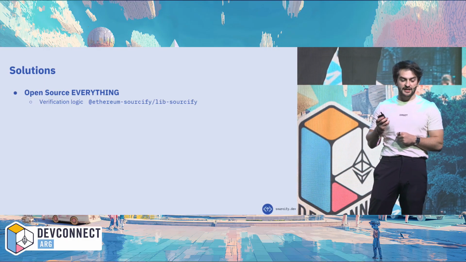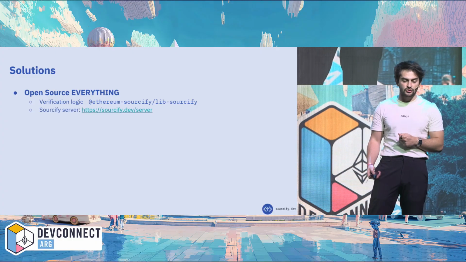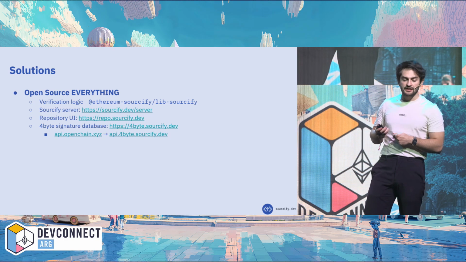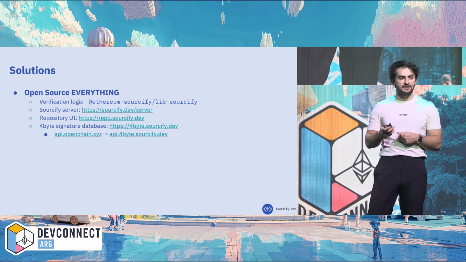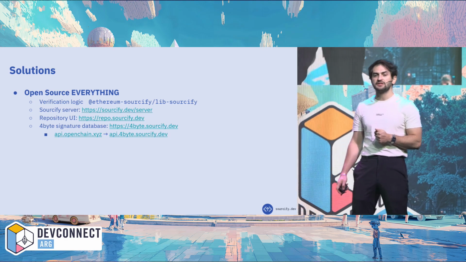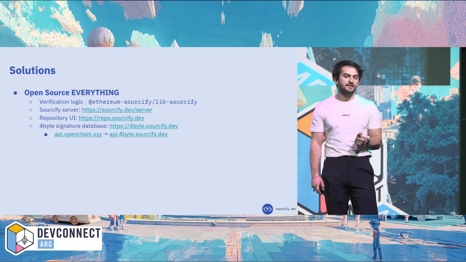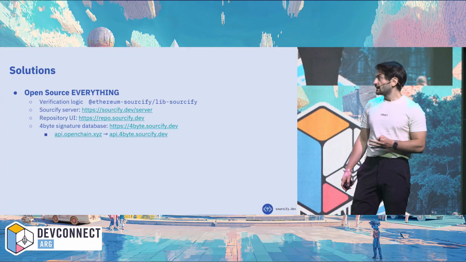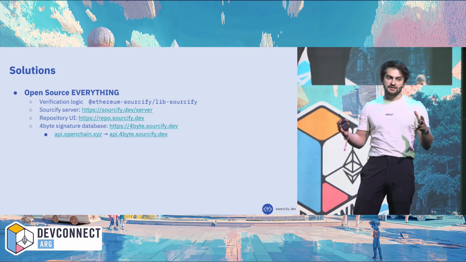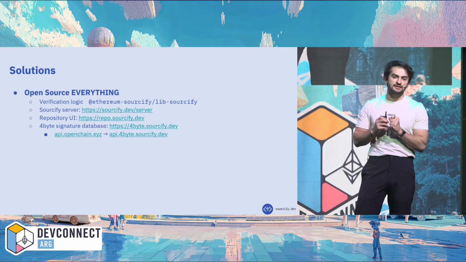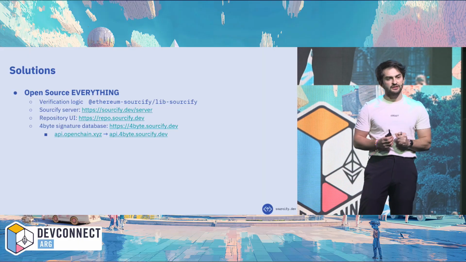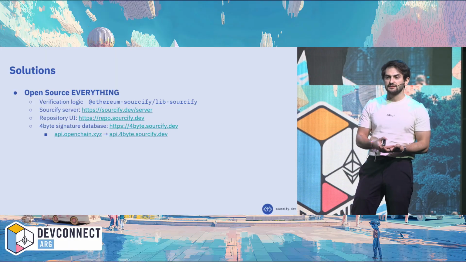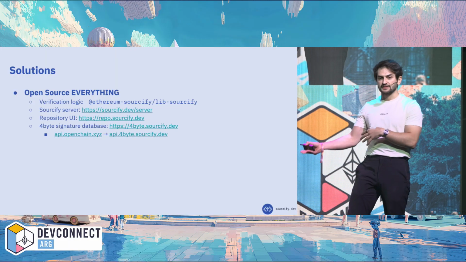So that was the verification logic. Then we have other modules, such as the Sourcify server and the repository UI. And we also recently took over openchain.xyz. Many of you might be familiar with OpenChain for the Ethereum signature database. We took the domain and the server over, and we implemented the same API. But we also enriched this data set. We took over the OpenChain data set. We also took the 4-byte directory data set. And we also added the verified contracts. So whenever a contract is verified, the signatures are automatically in this data set.